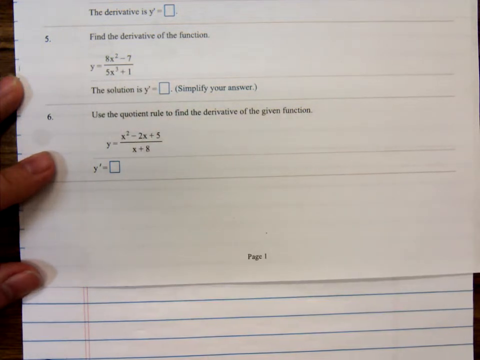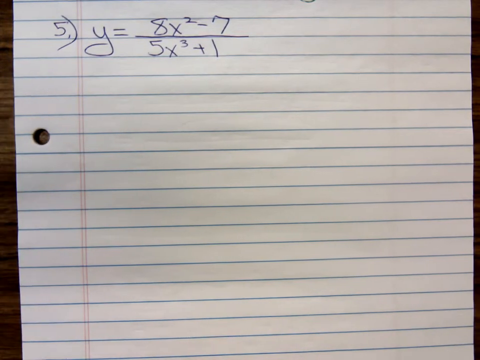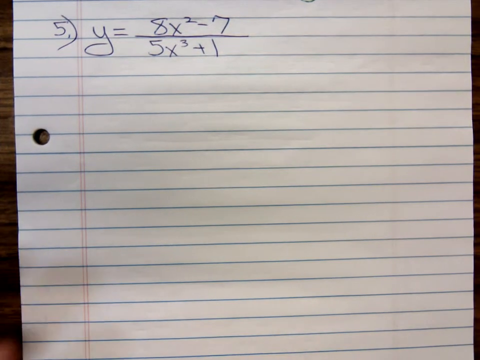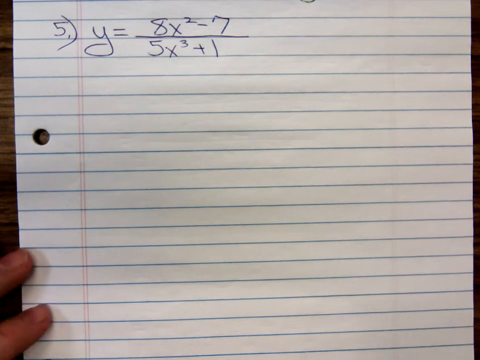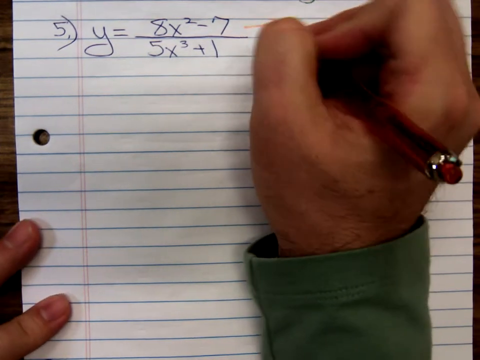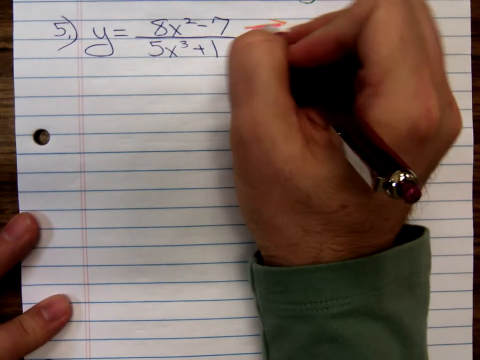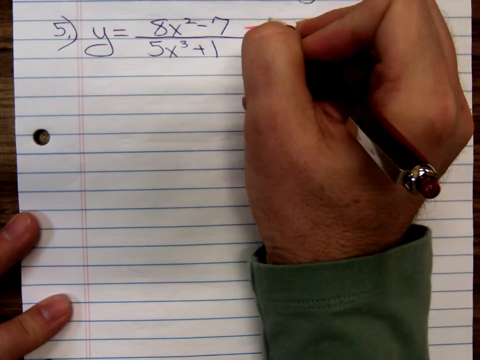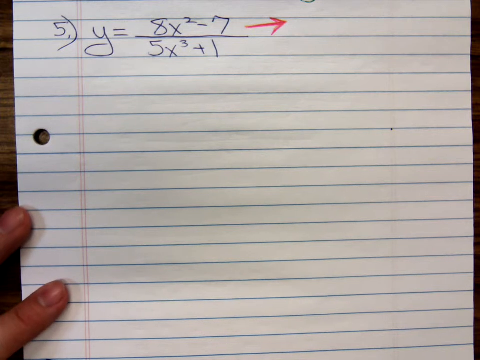So with that in mind, we need to know the derivative of the numerator and the derivative of the denominator. Let's see, does orange show or is this an invisible ink? It doesn't show that well. How about this color? Let's differentiate the numerator. The derivative of 8x squared minus 7 is just 16x.